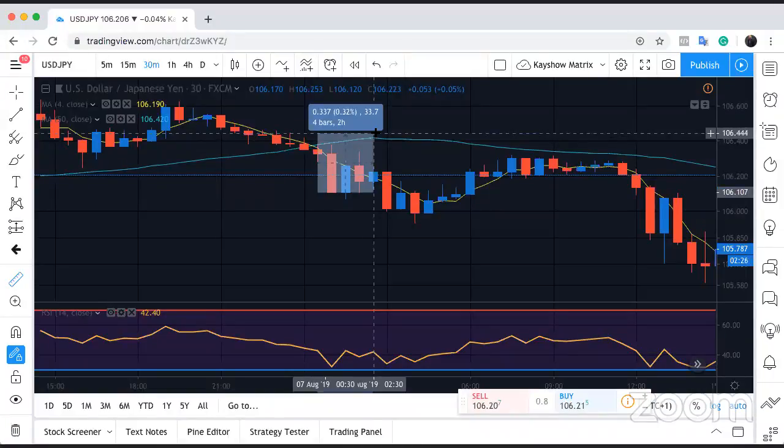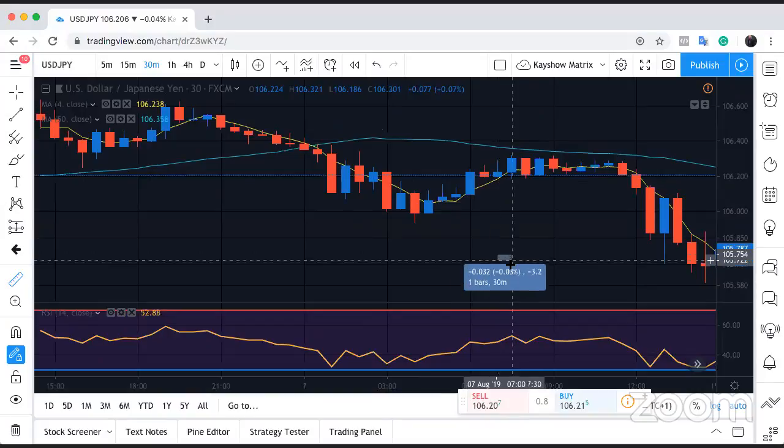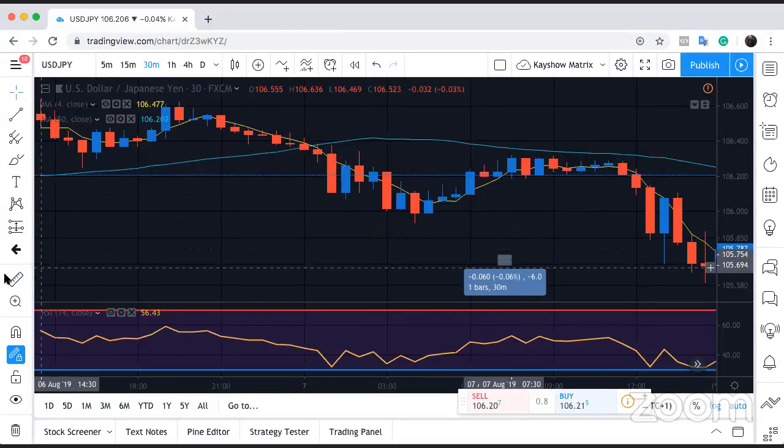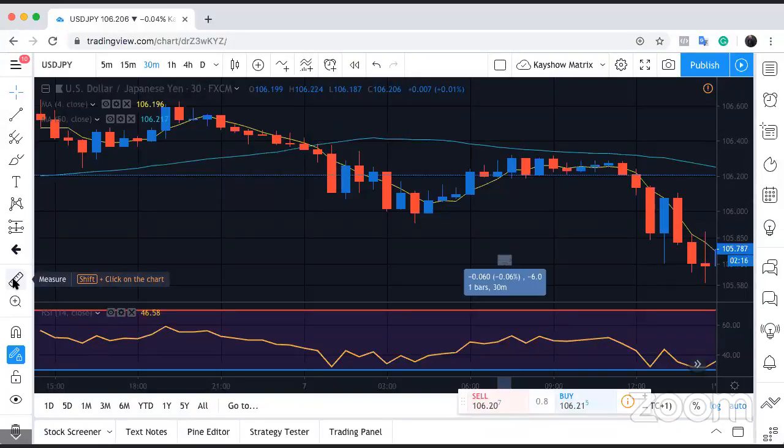Okay, and just in case you guys don't know how to measure in TradingView, it's very simple. This ruler here is what you use to measure your pips. It's one of my favorite tools in TradingView. That's what I use to check: what will be my stop loss? What will be my take profit?